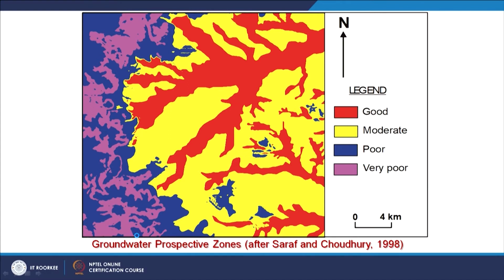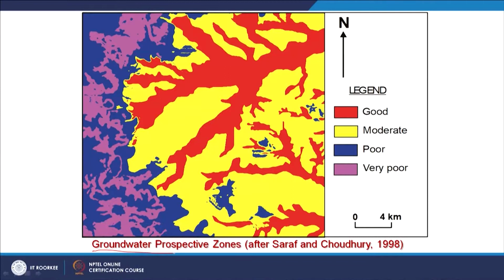So, employing GIS, and giving weightage to different themes or layers, like for example geology, soil, geomorphology, water level, or changes in water table between pre-monsoon and post-monsoon, and using the groundwater yield of different rocks, similar maps for any hard rock terrain can be prepared, which are groundwater prospective zones.